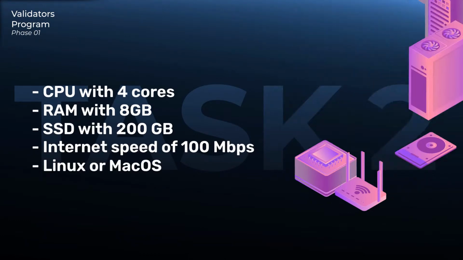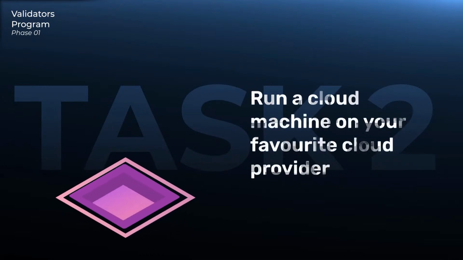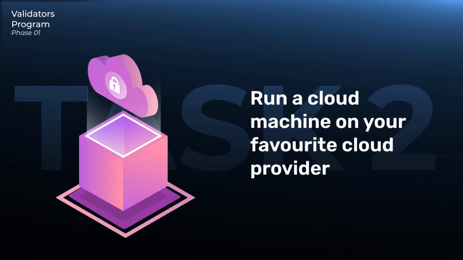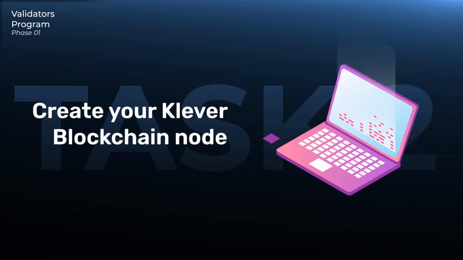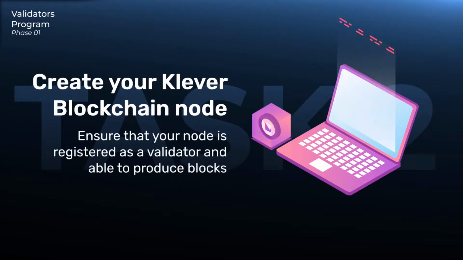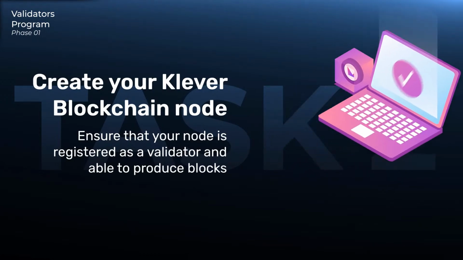This can be physical machines, but it is recommended to run a cloud machine on your favorite cloud provider like AWS, Google Cloud, or Azure to ensure reliable node uptime. Once you have your hardware in place, then create your Klever blockchain node as shown in the documentation at docs.klever.finance.